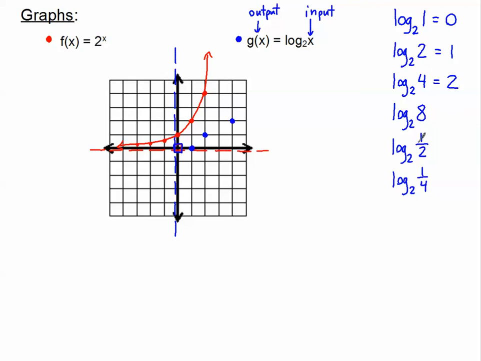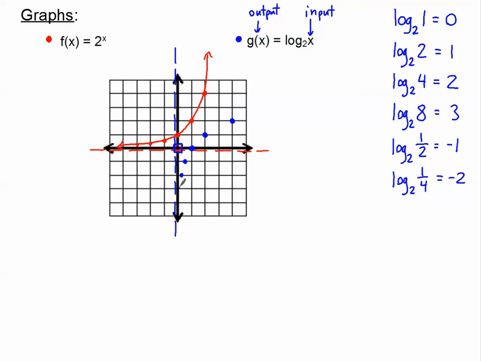But don't forget about your little cheat points. We didn't do this one, the 3. But don't forget your little cheat points. 2 to what power has to be 1 over 2? Well, that's the negative 1 power. So that means when I input a 1/2, I get to go down to the negative 1 power. And 1/4 would get me down to the negative 2 power.